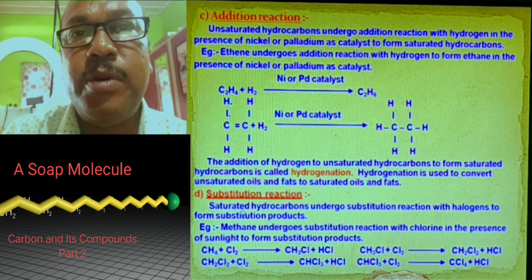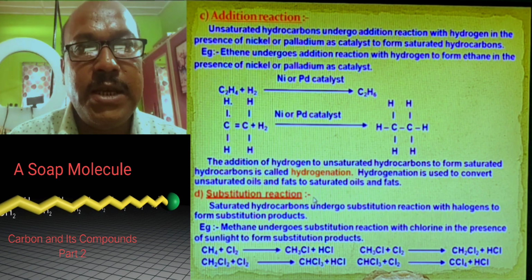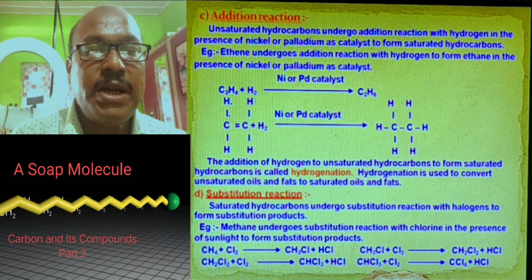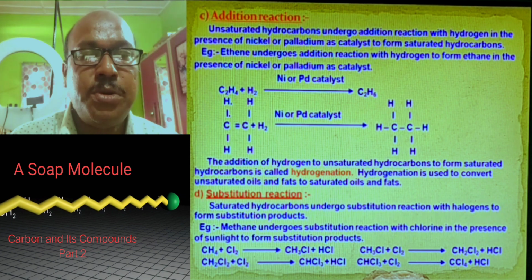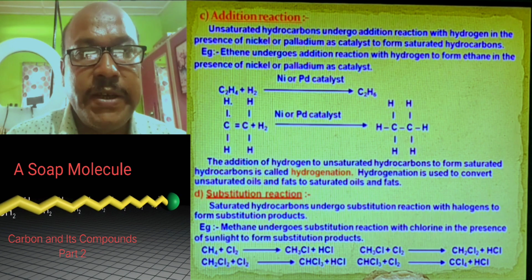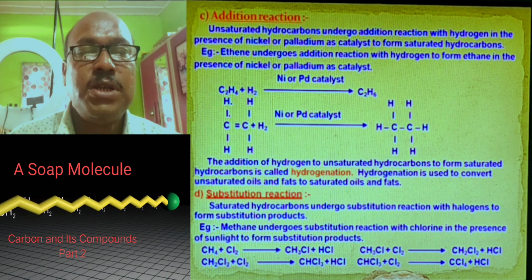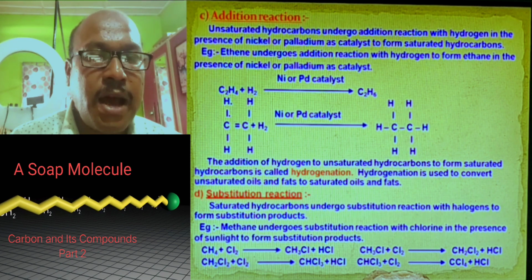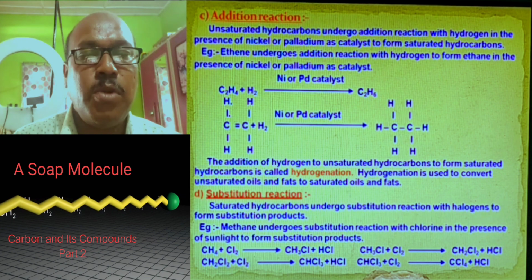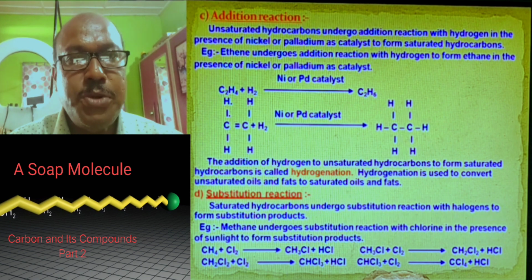Coming to the second type of chemical reaction shown by carbon compounds, substitution reaction, and this is possible only for the saturated hydrocarbons, because saturated hydrocarbons are already saturated with the number of hydrogen atoms required by them. Therefore you cannot add any monovalent element to this saturated hydrocarbon until and unless you replace or substitute the hydrogen with the monovalent element. This type of chemical reaction is called substitution reaction.